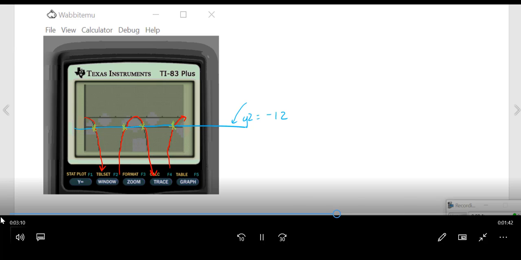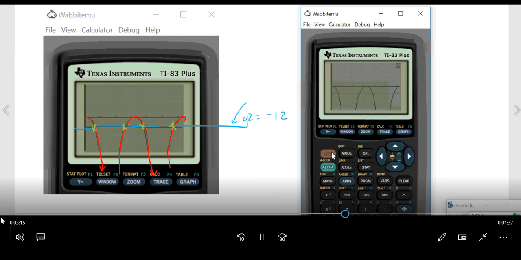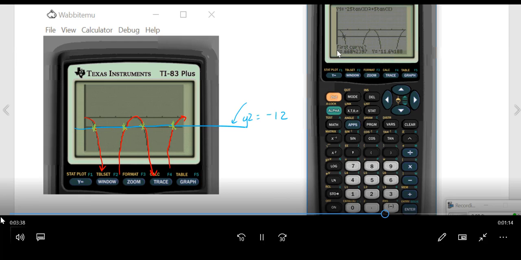Let me pull up my calculator here, and I'm going to go second, calc, and I'm going to scroll down to the intersection, and I'm going to click enter. It's going to ask me the first curve. I can toggle left and right, and it shows the cursor following my curve. And yes, that is the first curve. That was my y1. And then I'm going to click enter. Now it's going to ask the second curve. And if I toggle my left and right, you'll see it's now following the second curve.